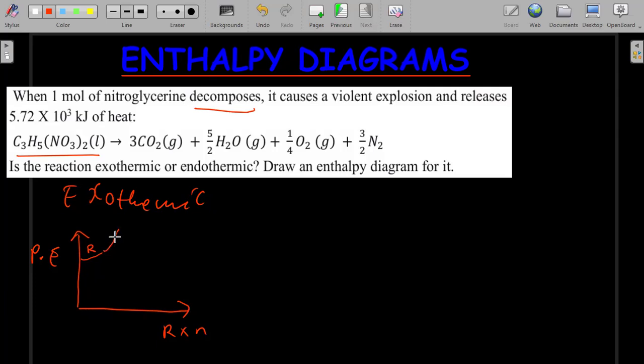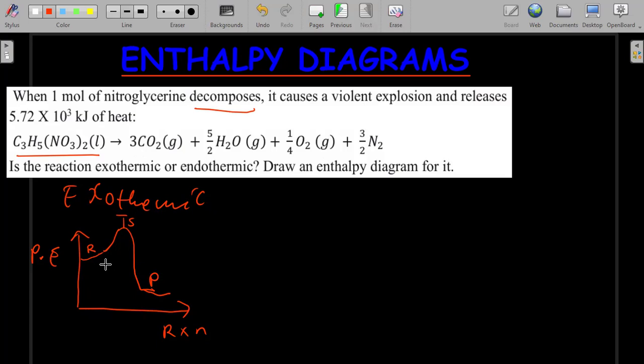Then for an exothermic reaction, the products are going to be down in terms of energy. You can see here we have an increase in potential energy. The reactants' energy is on top, then the products' energy is going to be down there. So you put these products down there. This is what we call the transition state.